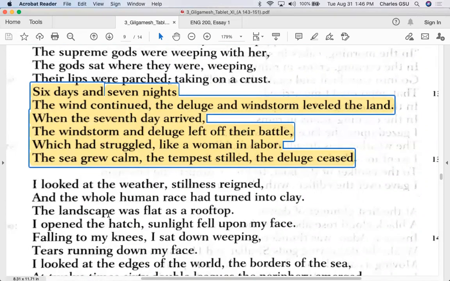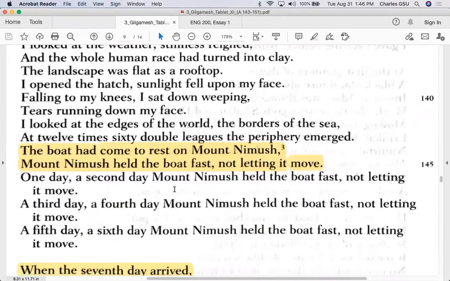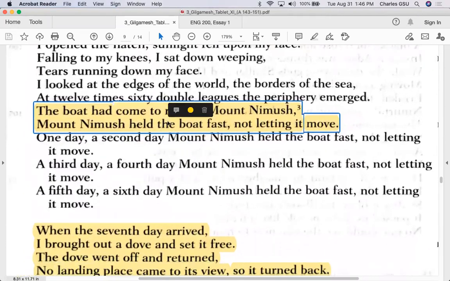When the 7th day arrived, the windstorm and deluge left off their battle, which had struggled like a woman in labor. The sea grew calm, the tempest stilled, the deluge ceased. Okay, so now we have the end of the storm, if you will. And the boat had come to rest on Mount Nimbush. Mount Nimbush held the boat fast, not letting it move.